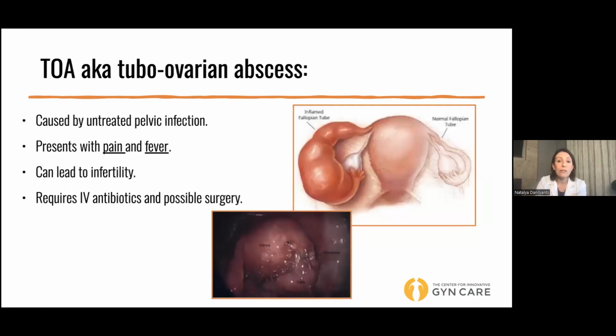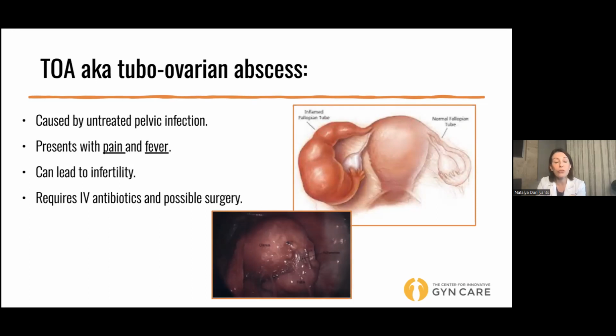TOA. So this looks like a cystic mass, but it's really an infection. It's a collection of infected fluid that's localized to the tube and the ovary on one side. You could have it on both sides as well. And it's caused by untreated pelvic infection. Typically, the source would be through sexual intercourse.